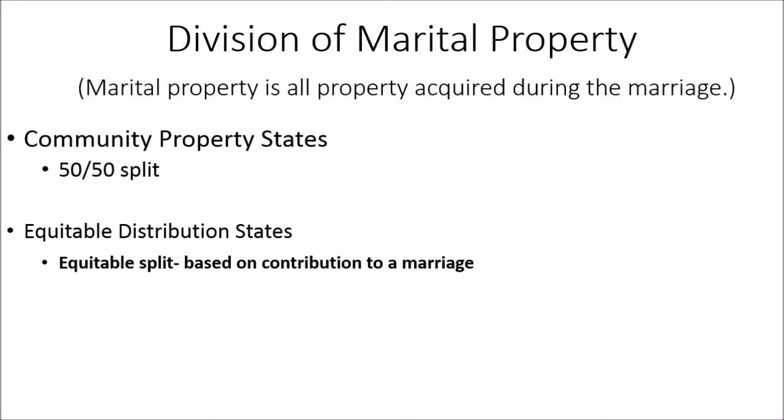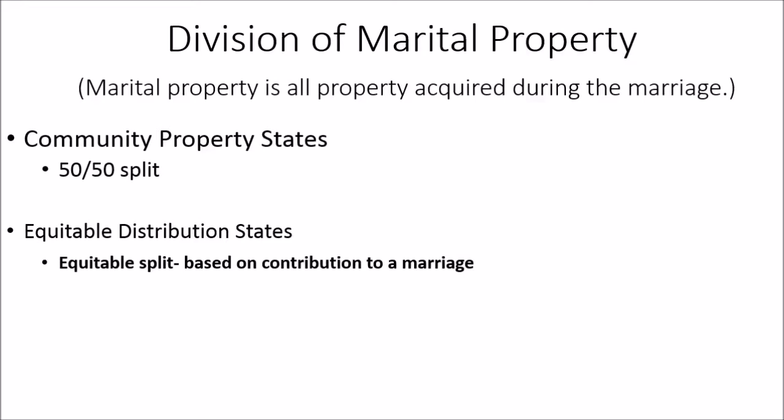Now, the remaining states, the vast majority of states, follow equitable distribution law. Now, there, the analysis is a little bit more complex. In an equitable distribution state, the division of marital property is based upon each spouse's relative contribution to the marriage. And that requires some degree of analysis. What someone contributes to a marriage is not that easy to figure out. The court has to look at a number of factors to decide how marital property is divided up. Now, what an individual spouse receives when the marital property is divided can vary between 1/3 and 2/3.